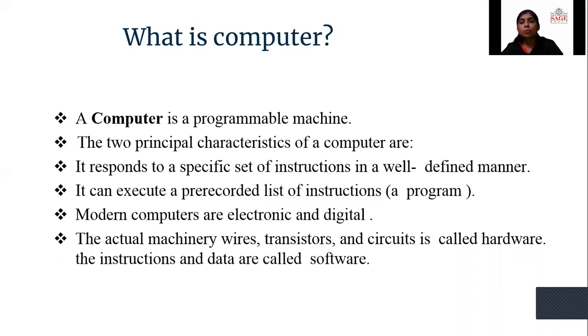Basically, a computer is a programmable machine. The two principal characteristics of the computer are it responds to a specific set of instructions in a well-defined manner, and it can execute a pre-recorded list of instructions, a program. Modern computers are electronic and digital. The actual machinery, wires, transistors, and circuits is called hardware, and the instructions and data are called software.